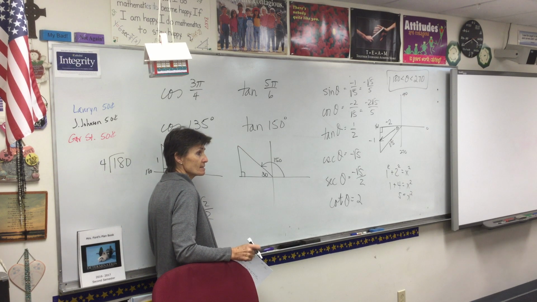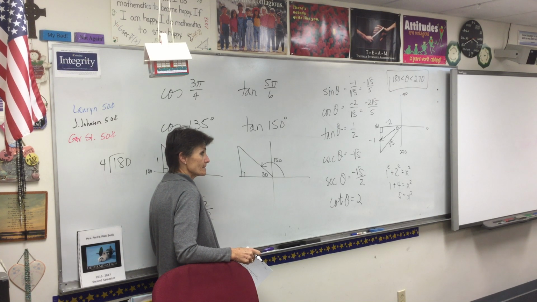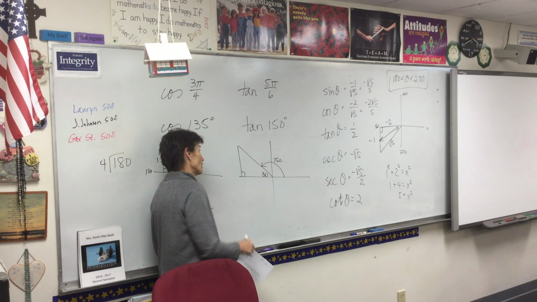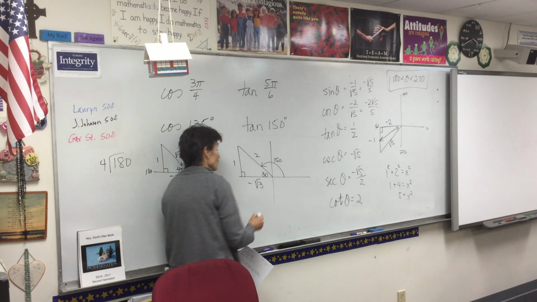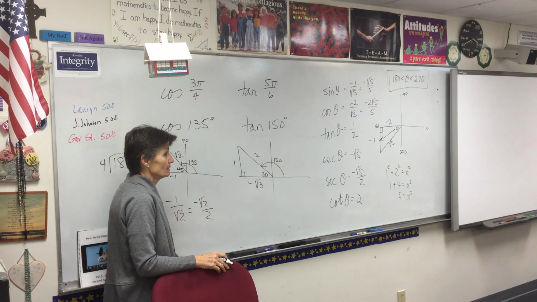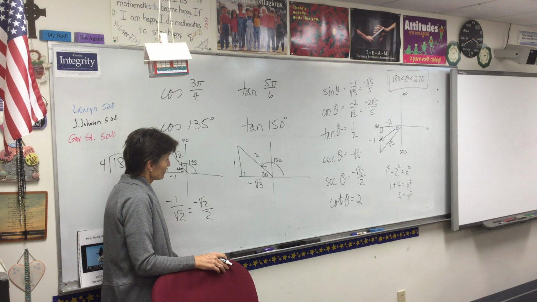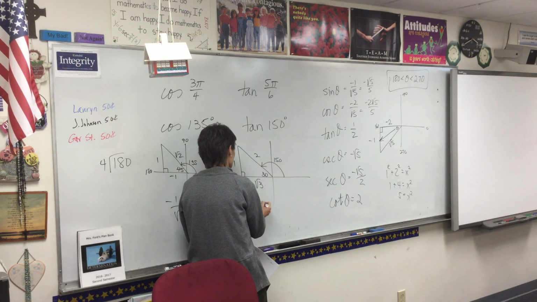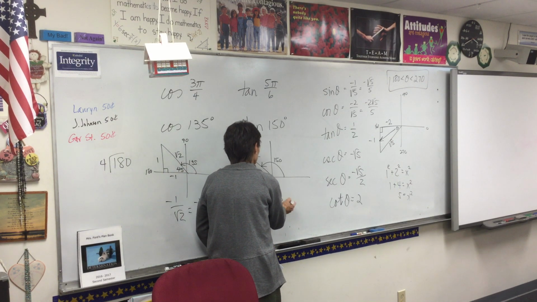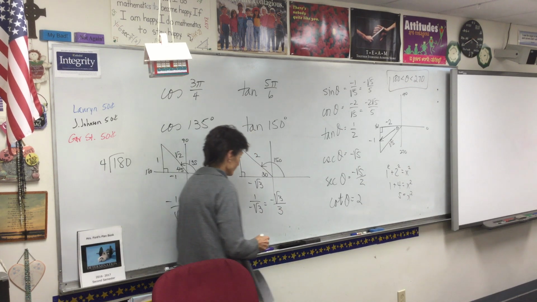Am I going too fast? All right, what are the sides? 1, 2, and somebody said negative root 3. That's exactly right. And then what's tangent? Opposite over adjacent. So negative root 3 over 3.